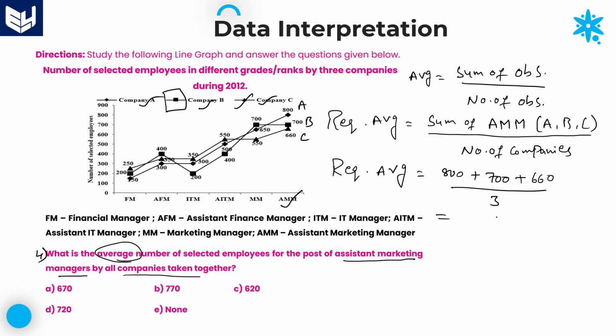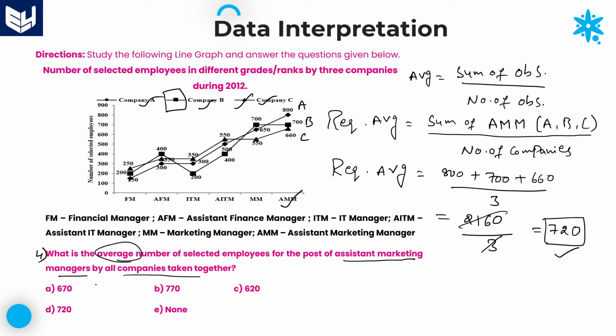Now here units place is 0, tens place is 6, and next after that 6 plus 7, that is 13, 13 plus 8, which is equal to 21. So the denominator value is 3, and you can cancel with the 3 table: 3 sevens are 21, 3 twos are 6, and next 0. Therefore the required average of all three companies taken together for the post of assistant marketing managers is 720. 720 is the required average.